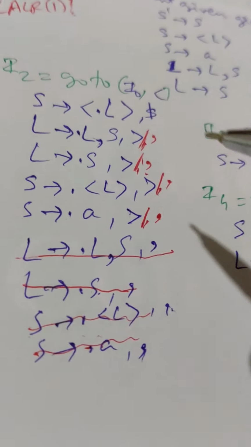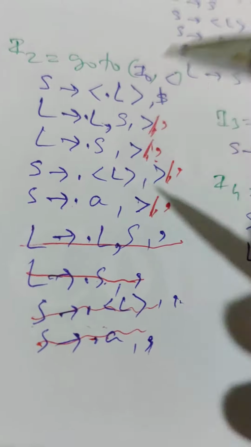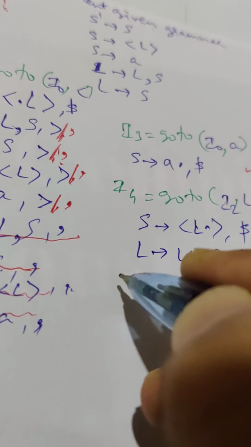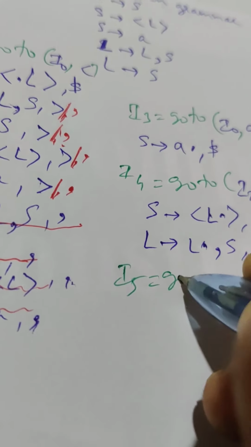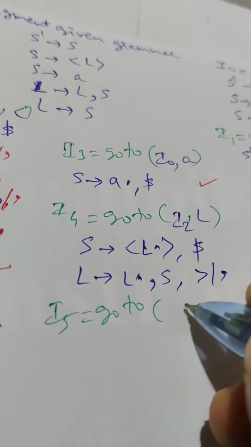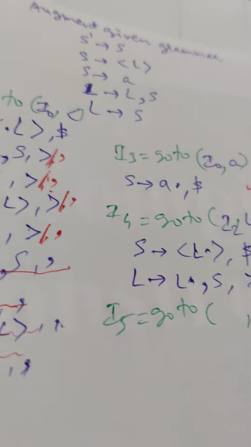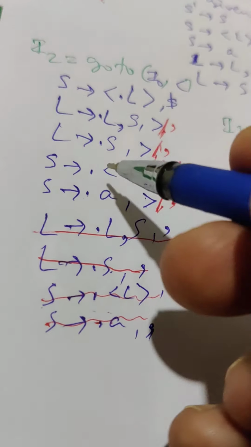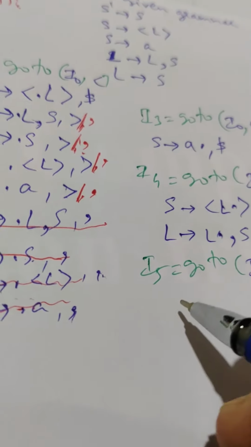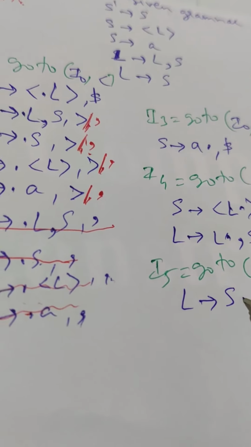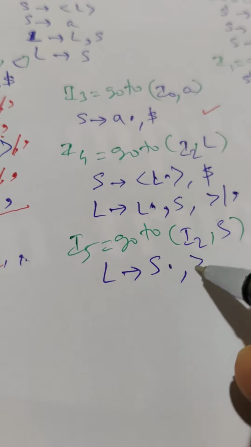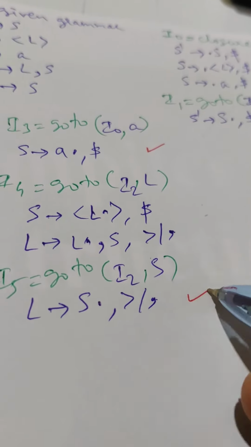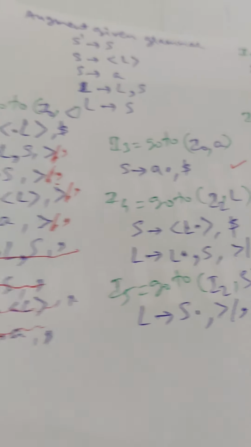Now next change will be what? I2 comma L is over, so I2 comma here will be S. So that will be item number 5, goto of I2 comma S. So here I'm going to copy, just shifting the dot. So it is going to be L goes to S dot. That's a finish rule. Greater than or comma. Remember this is the finish rule. Okay. Now I2 comma S is over.